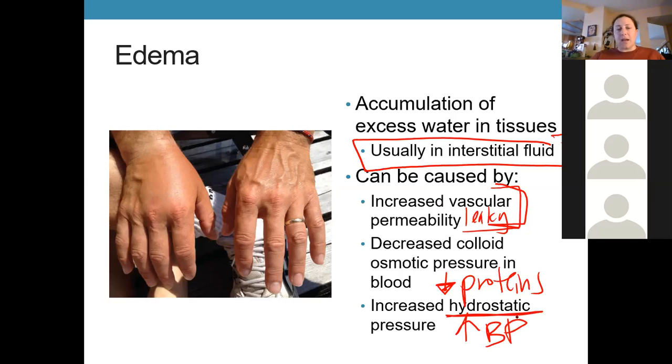And we see this a lot in people with hypertension, people with heart failure, because their blood pressure is really high, trying to continue to deliver blood to all the tissues. And the consequence of that is that we can have some of that fluid leaking out and getting trapped in the interstitial space as edema.